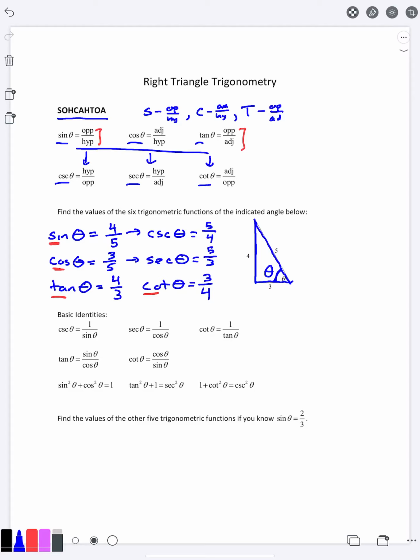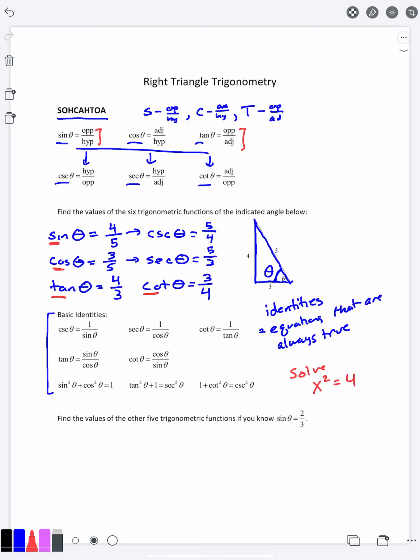Now with that said, we can prove certain things called identities, and I think it's very important to know what an identity is because it's different than an equation. So an identity, these are equations that are always true. So think back to algebra and solving equations. If I ask you to solve x squared equals 4, you can give me the answer, right? You can tell me what x is equal to.